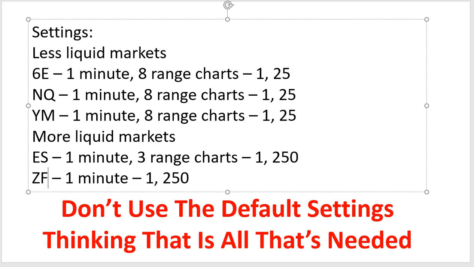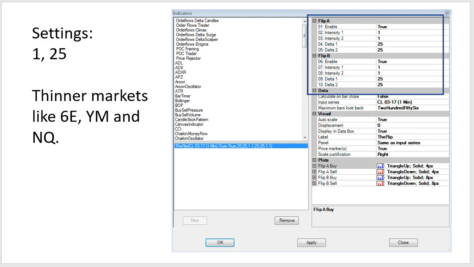But anyway, that's where it came from. But again, don't use the default settings on the indicator thinking that's all you need. Now, settings: when I say 1 in 25, what I mean is this area here.